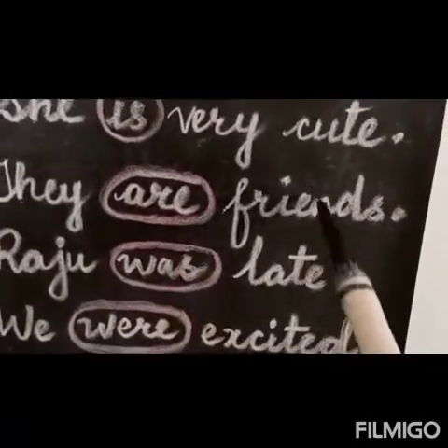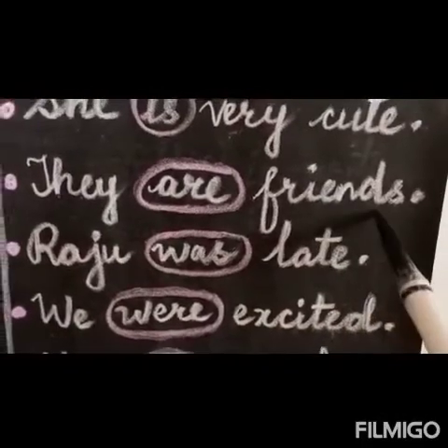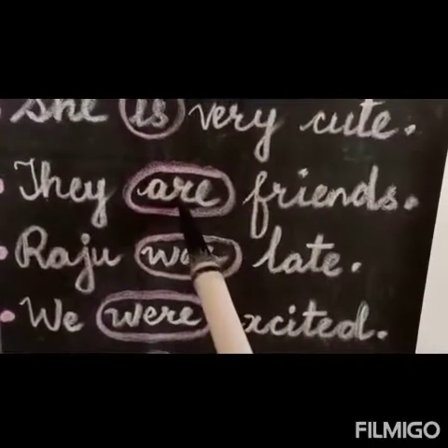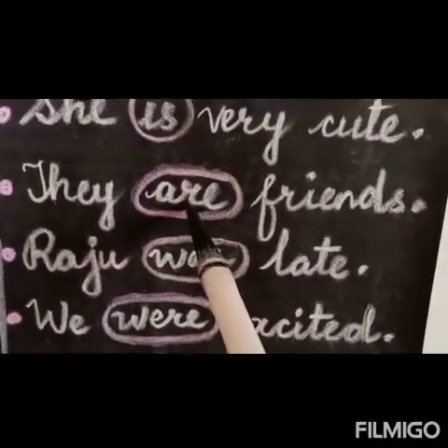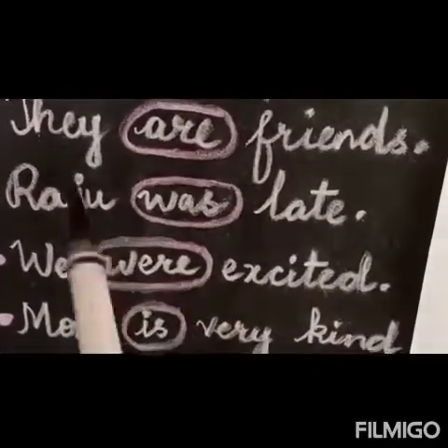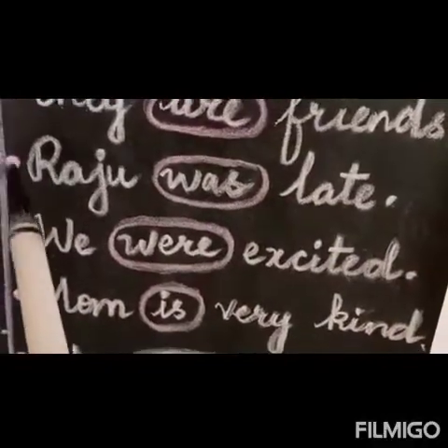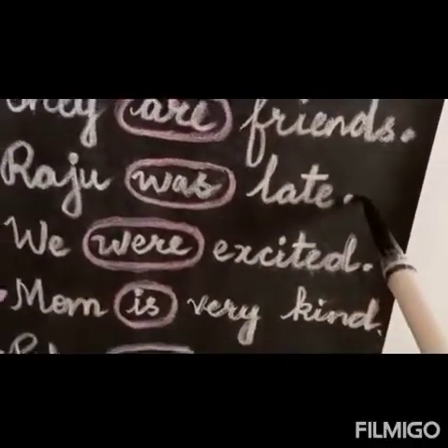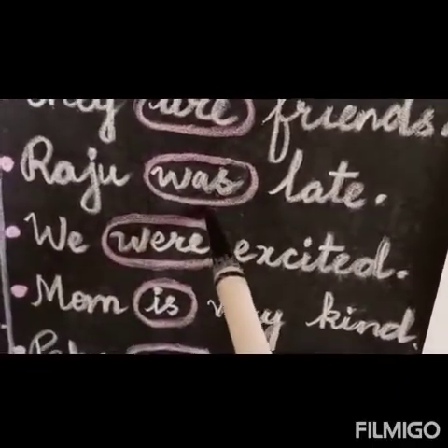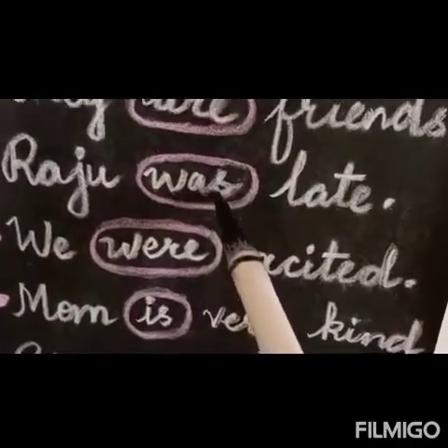They are friends. Now you see, my dear students, here in this sentence again there isn't any physical action, there isn't any activity, but this are is acting as a verb, and it is the verb of being. Raju was late. In this sentence, you again see there isn't any kind of activity. There isn't any kind of action. But here this was is acting as a verb. And what kind of verb is it? Action word or verb of being? Yes, it is verb of being.